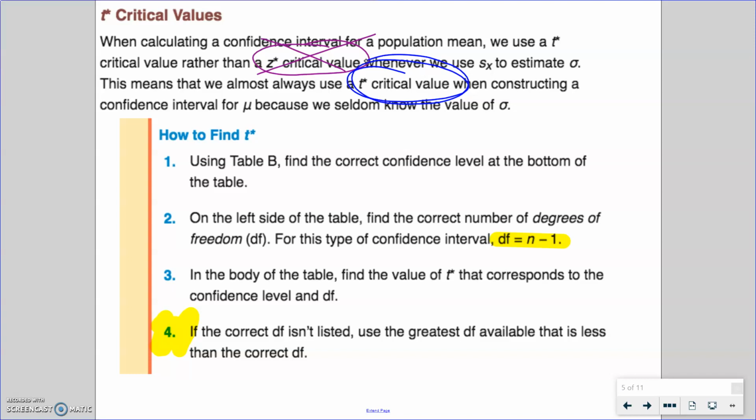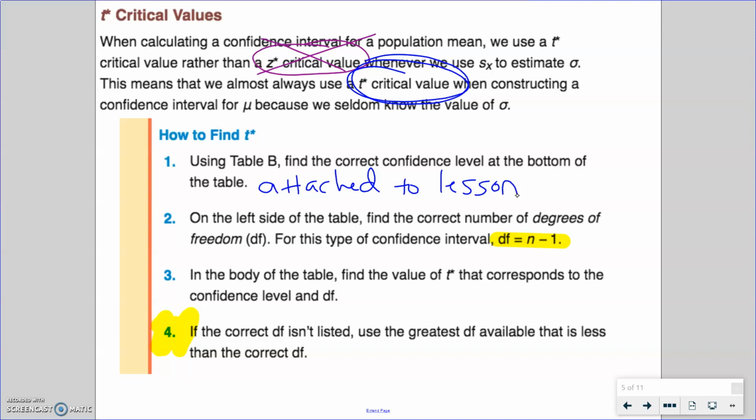You use a table and find the correct confidence level at the bottom of the table. I have attached this table to this lesson, so you'll see it on Google Classroom. You'll see the link to the video, then you'll see the PDF for the t table right underneath it. Okay, so just so you know.